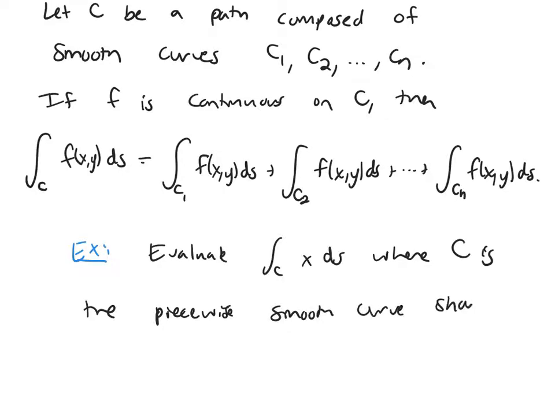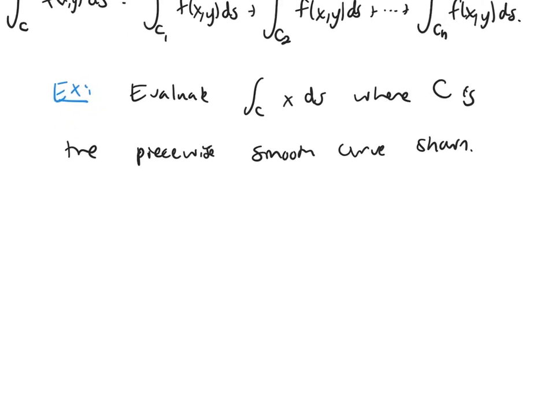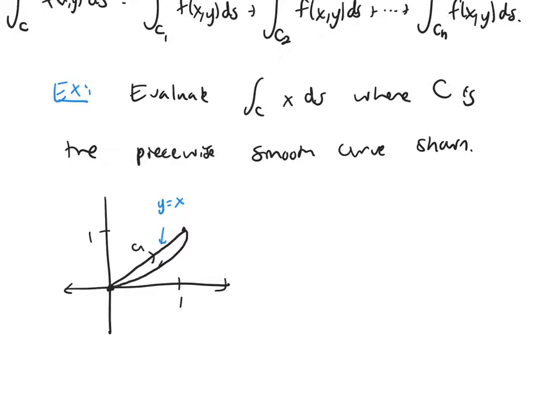curve shown. So this piecewise smooth curve is going to start off at the origin. It's going to go up to the point 1, 1 along the part C1, which is given by y equals x. And then it's going to go back to the origin along C2, which is given by y equals x squared.